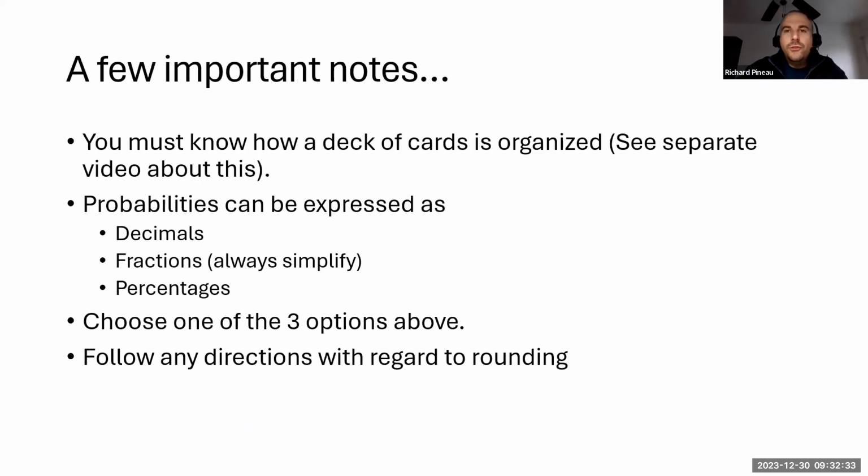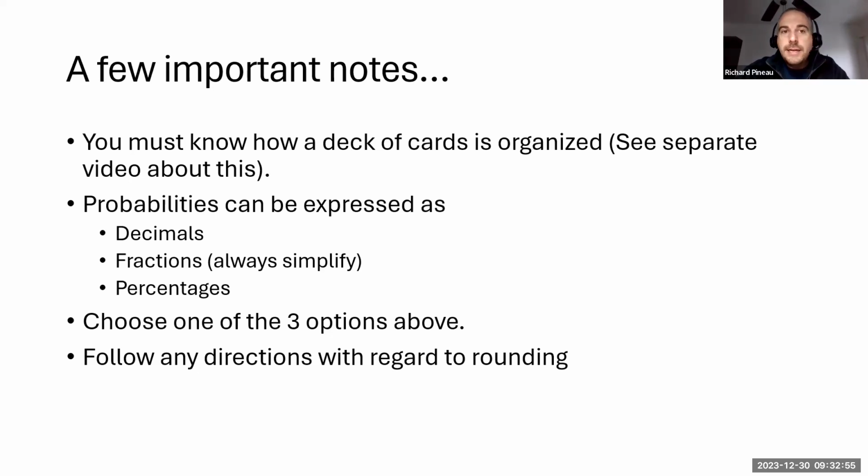A few important notes before we fully dive into this. First of all, you're going to have to know how a deck of cards is organized. There is a separate video on this in the YouTube channel, as well as posted in our LMS Canvas, okay? So do make sure you take a look at how a deck of cards is organized if you are not familiar. You will need to know that for the purposes of exams and the final.